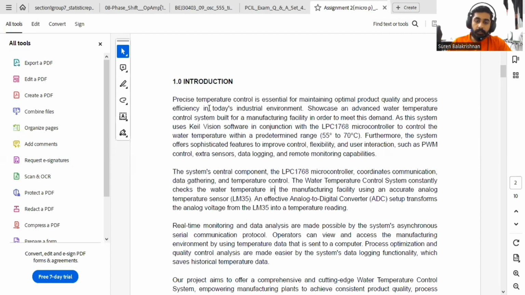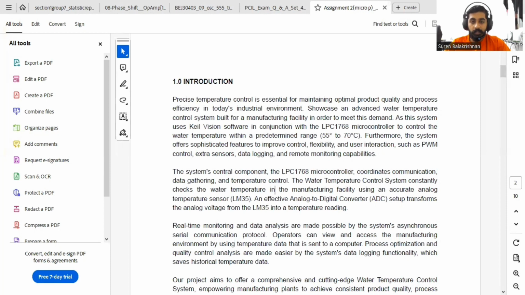So first we go to the introduction. This introduction highlights an advanced water temperature control system designed for industrial environments, emphasizing the use of Keil Vision software and the LPC1768 microcontroller. The system ensures precise temperature control within a specific range, 55 degrees to 70 degrees Celsius, and incorporates features such as PWM control, additional sensor, data logging, and remote monitoring capability.